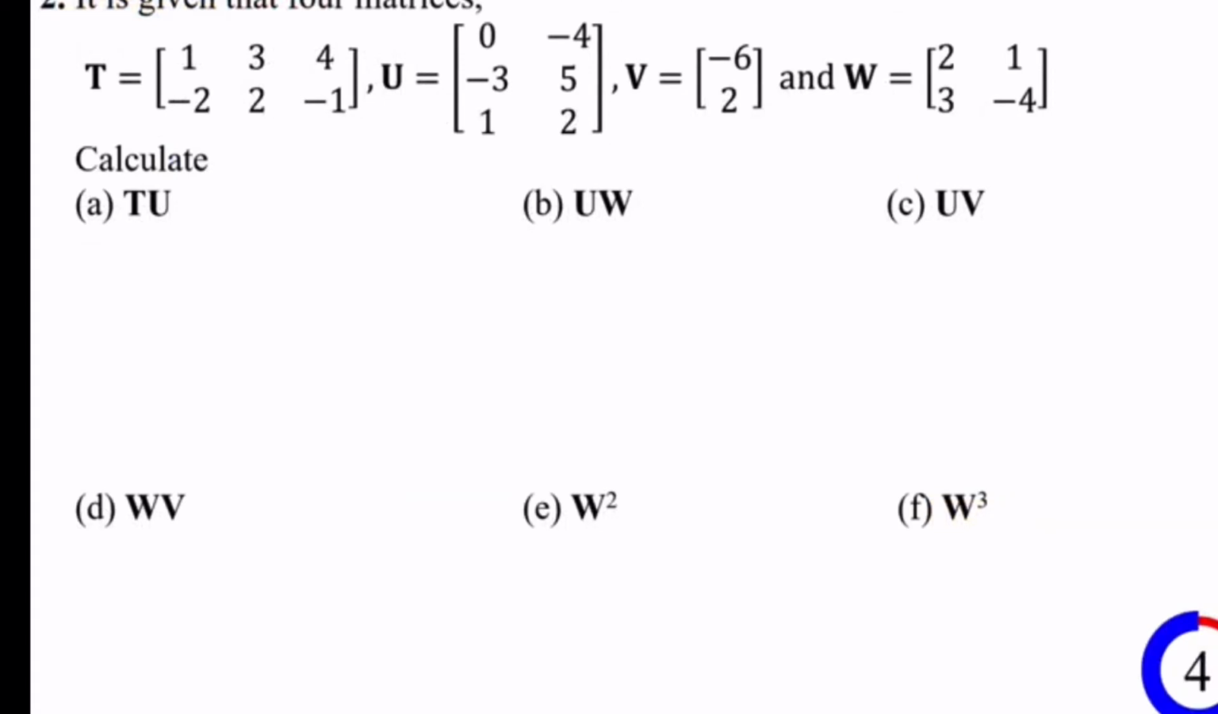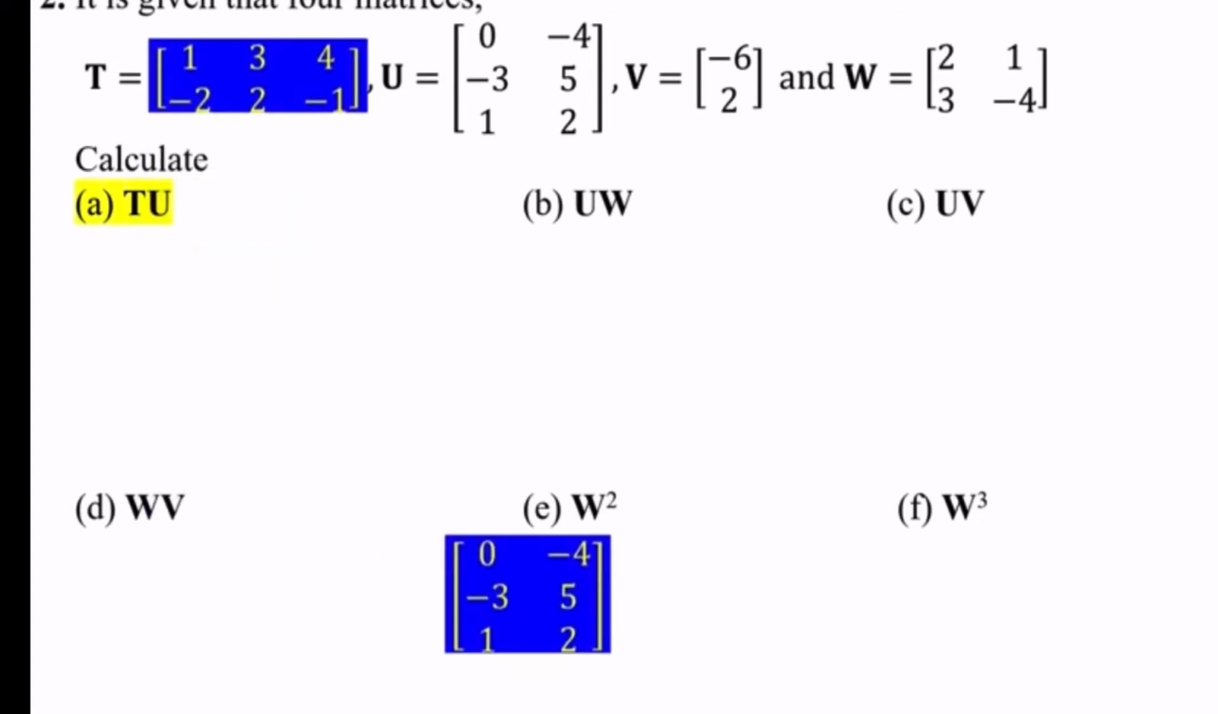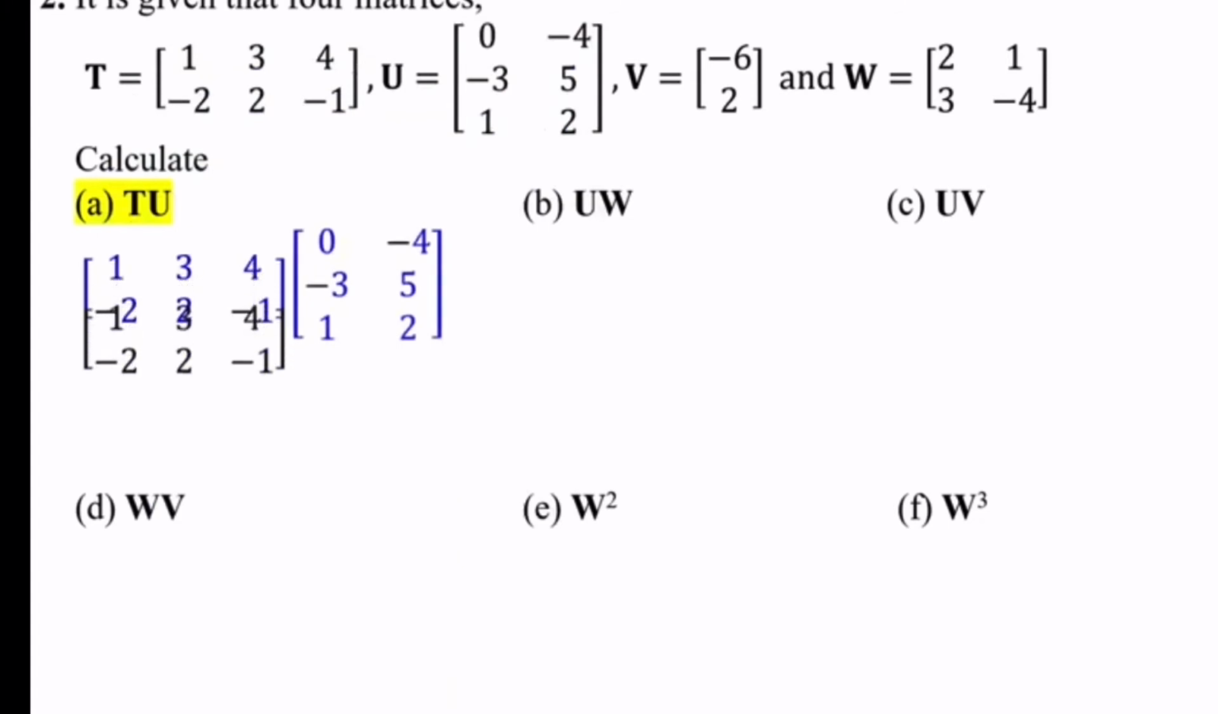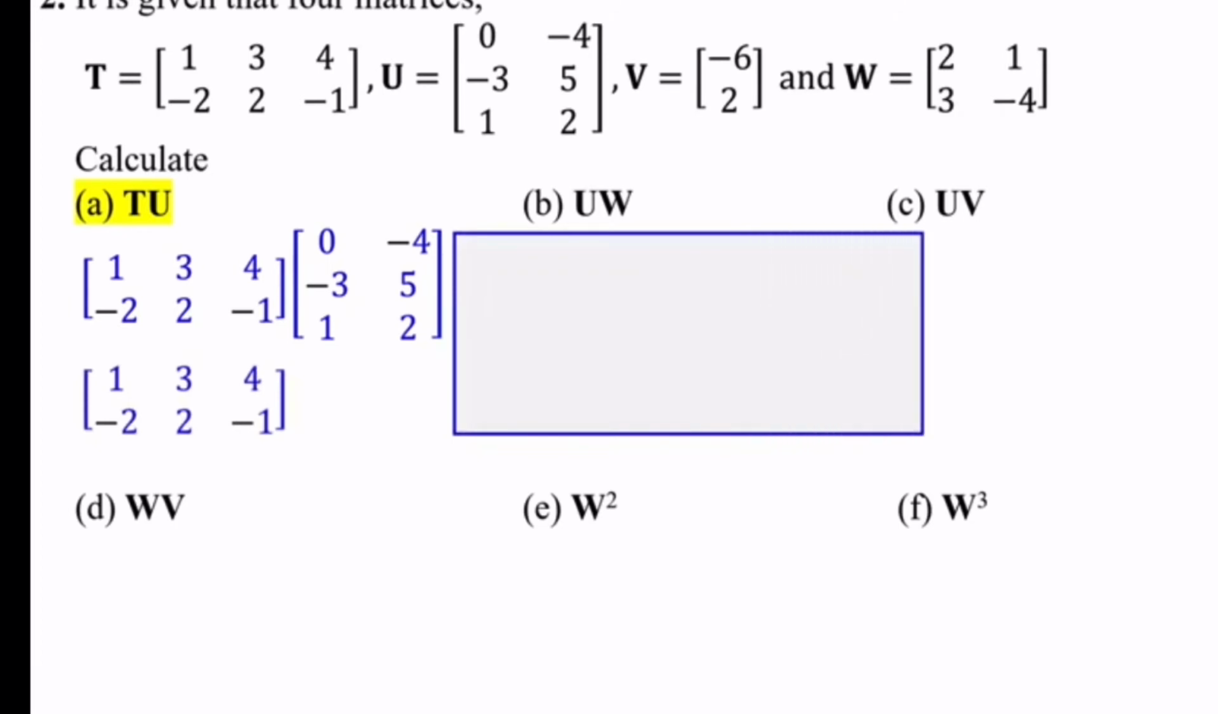Okay, for the next one, we will discuss the multiplication of TU, UW, UV and WV, and then the last question. So let's do the TU. We will take 1, 3, 4, negative 2, 2, negative 1. Okay, that's right in order. Now we're going to multiply the two matrices: 1 times 0 plus 3 times negative 3 plus 4 times 1.